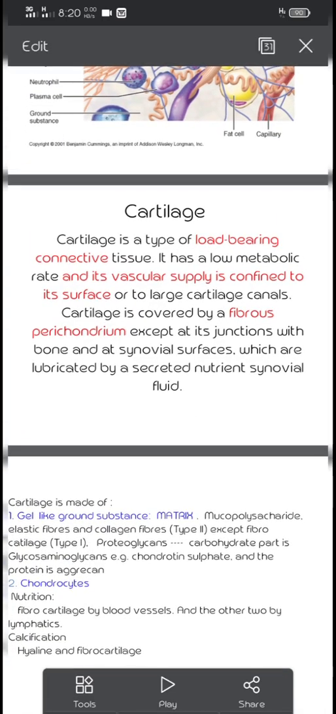Cartilage is a type of load bearing connective tissue which bears the load that is given to the bones, and it has a low metabolic rate. It does not consume too much energy, and its vascular supply is confined to its surface or to large cartilage canals which are present in between the cartilage.